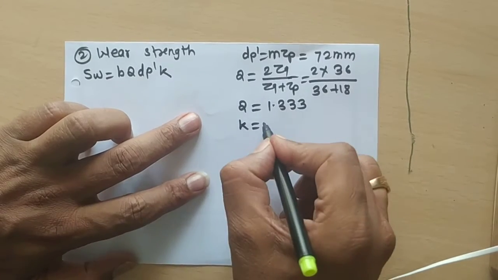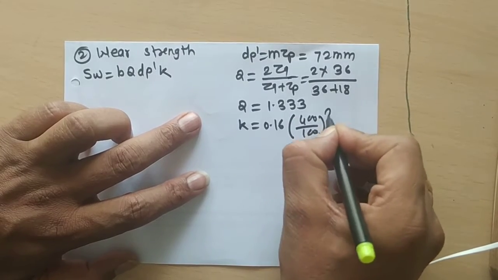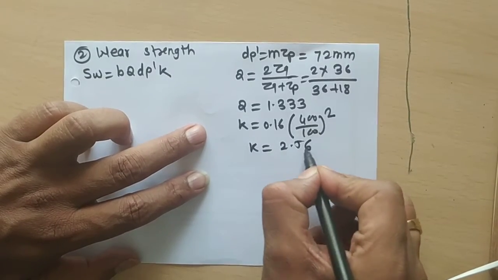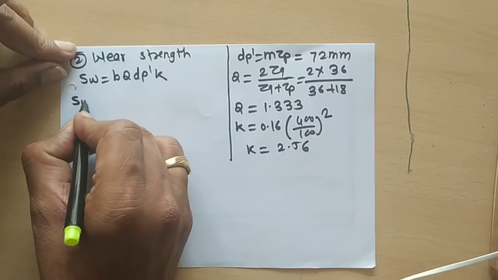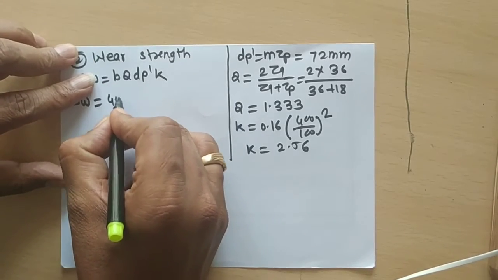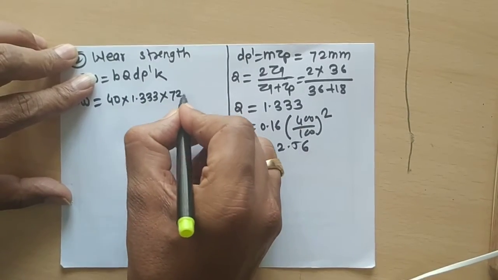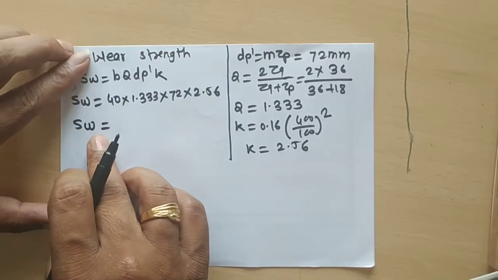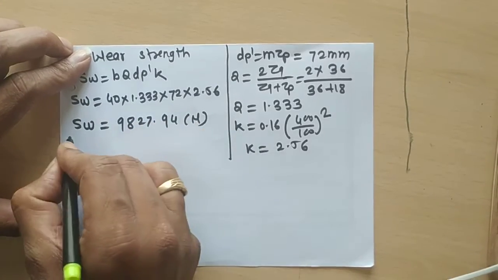Then find out K, that is the material constant, 0.16 into BHN, which is 400 given in the numerical, upon 100 whole square. The value of K, that is the material constant, is 2.56. This is the data required for the wear strength. And why is wear strength considered? Because BHN is given in the numerical. So b is 40 into Q 1.333, dp dash 72 into K 2.56. From this you find the value of wear strength, which is 9827.94 Newton.